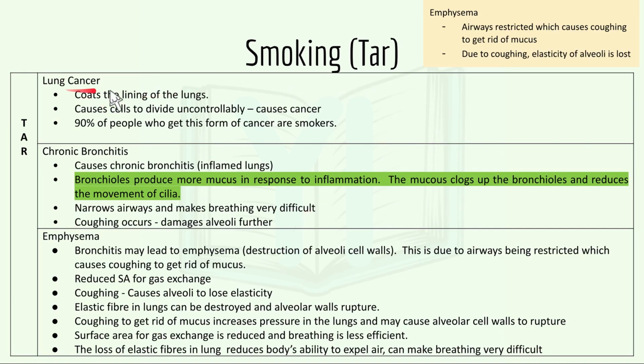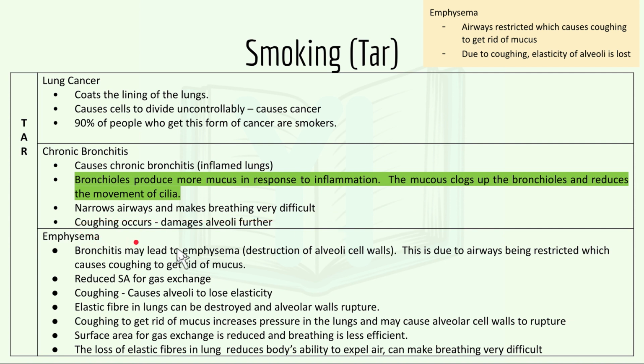Tar causes lung cancer as it coats the lining of the lungs, and it causes cells to divide uncontrollably, which causes cancer. And 90% of people who get this form of cancer are smokers. And smoking causes chronic bronchitis, which is inflamed lungs. The bronchioles produce more mucus in response to inflammation, but the mucus clogs up the bronchioles and reduces the movement of the cilia. It narrows the airways and makes breathing very difficult, and coughing occurs, which damages the alveoli further.